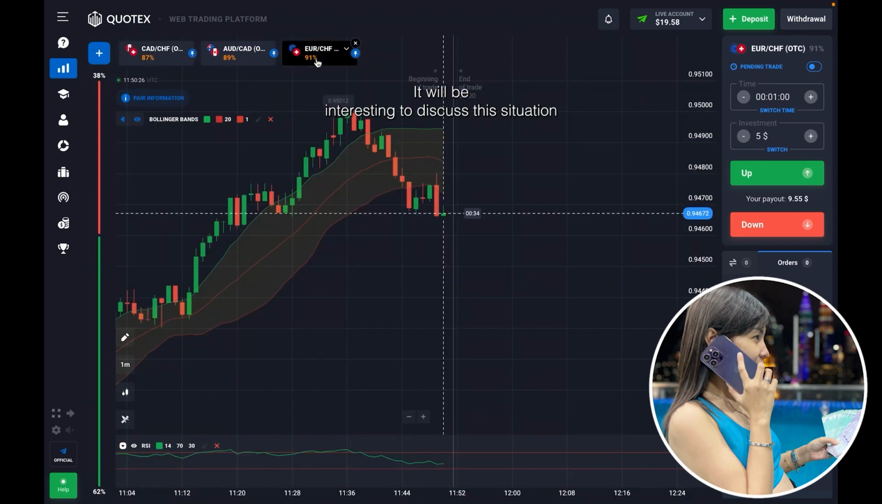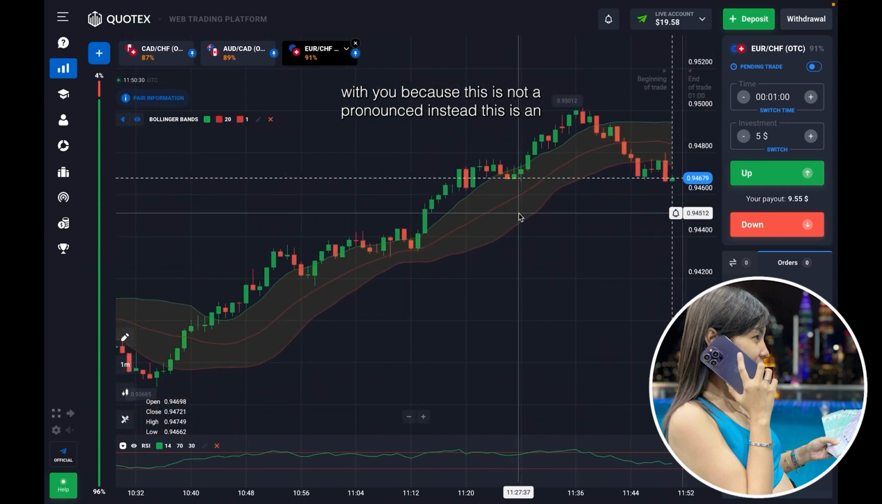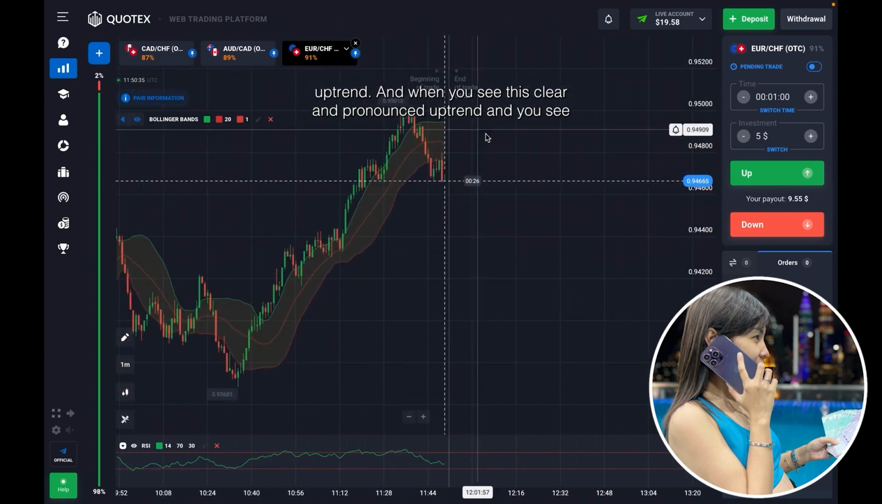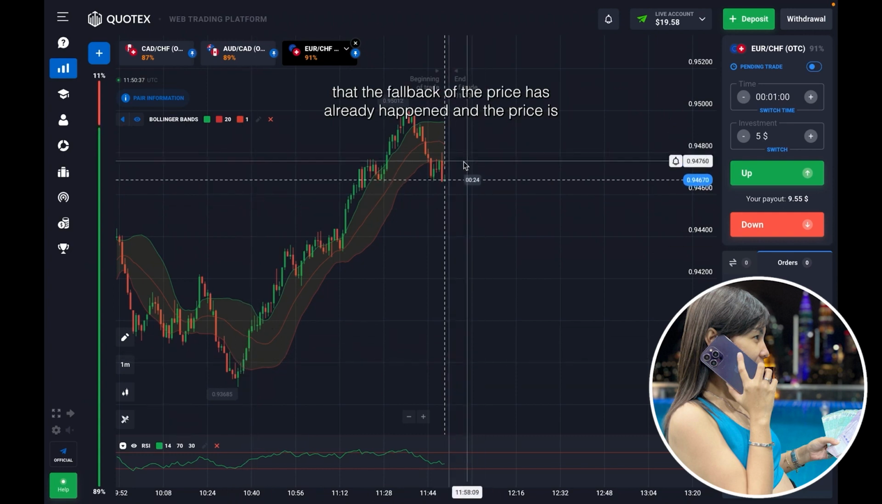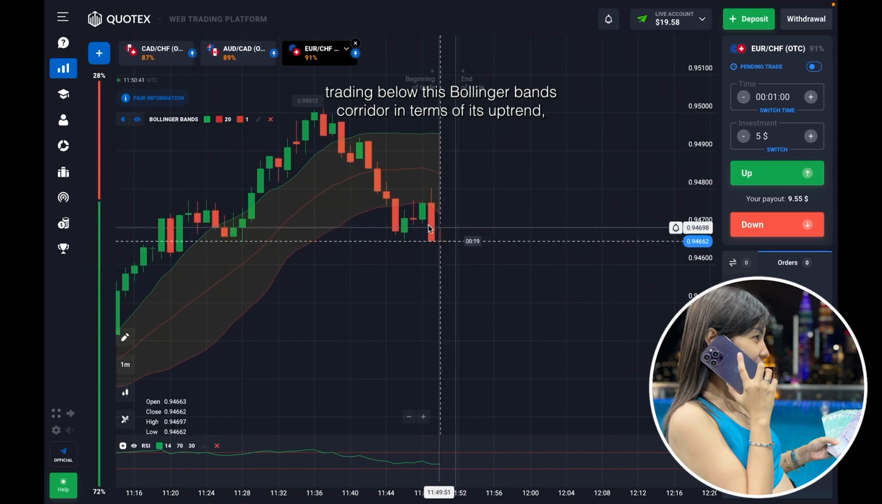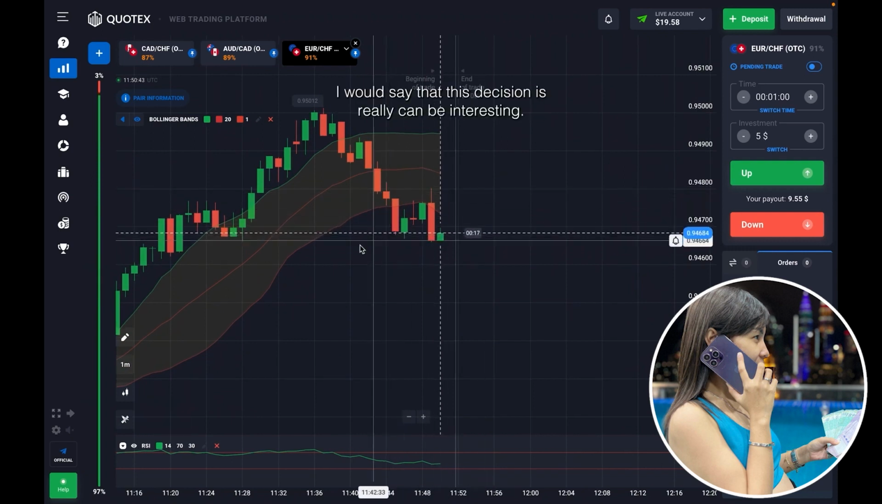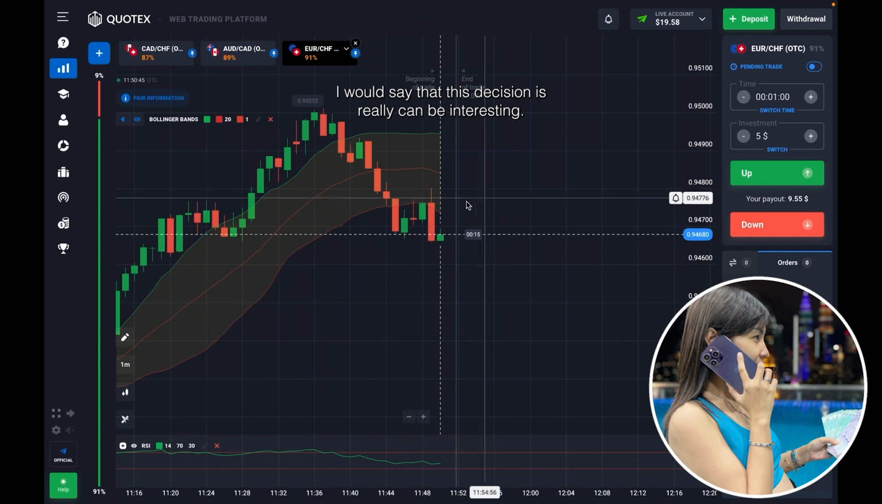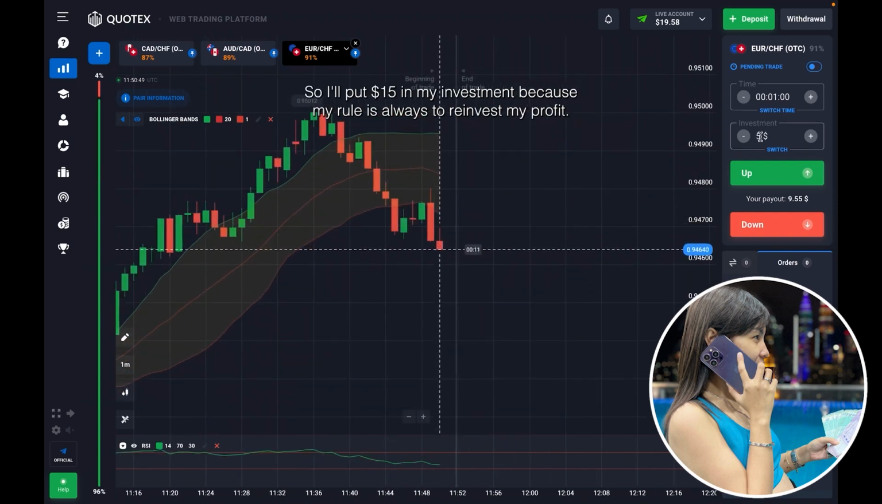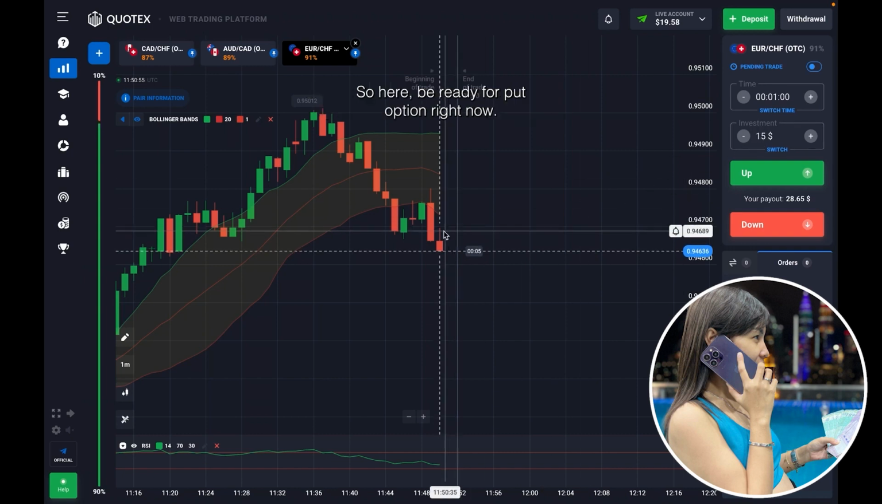And it will be interesting to discuss this situation with you because it's not a downtrend. Instead, this is an uptrend, and when you see a clear and pronounced uptrend, and you see this fallback of the price has already happened, and the price is trading below this Bollinger Bands corridor in terms of its uptrend, I would say that this decision can be really interesting. I put here $15 in my investment because my rule is always to reinvest my profit. So here be ready for a put option right now.